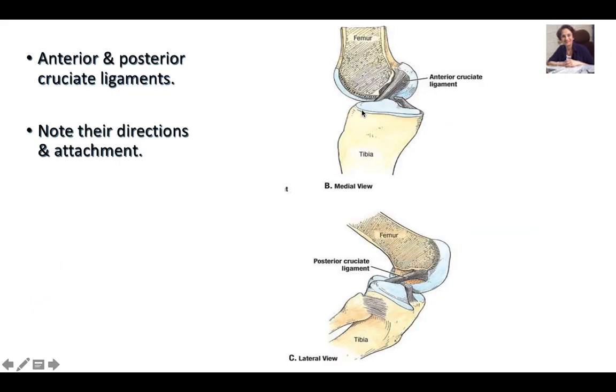So here you can see this is the anterior cruciate ligament. This is tibial tuberosity, so anterior end, and from here it is going towards the posterior side that you can see. And this is the posterior cruciate ligament, which is from the tibia posterior side. It is going upwards to the anterior part of the femur.